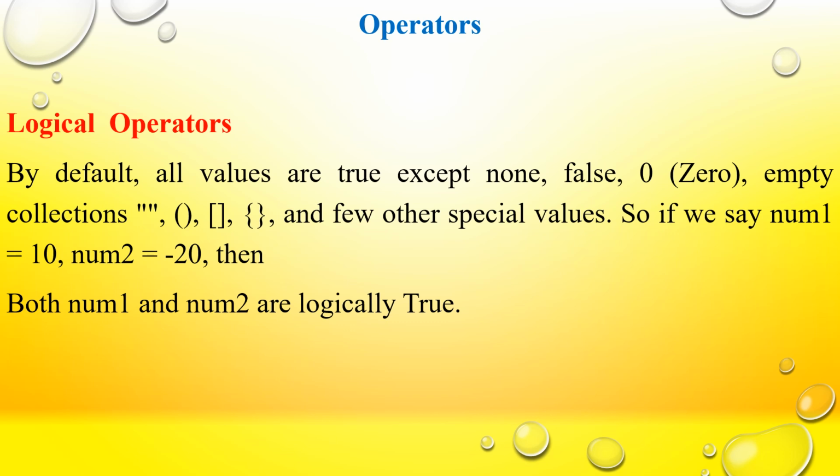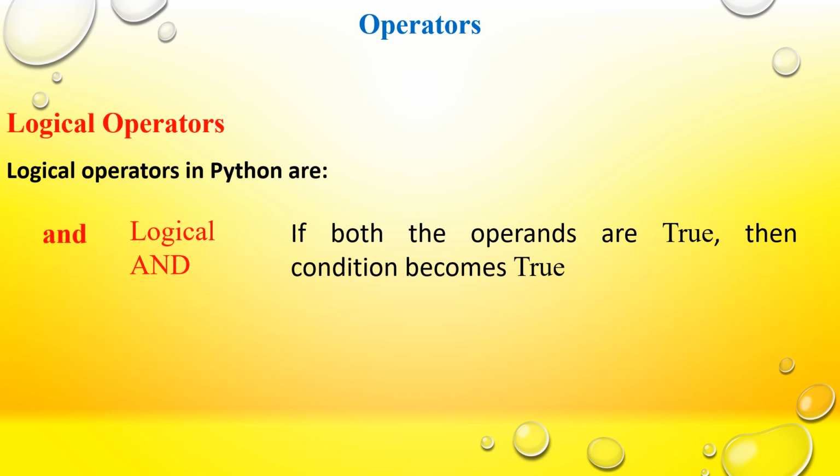For example, if we say num1 is equal to 10 and num2 is equal to minus 20, then both num1 as well as num2 are logically true. If you write num2 is equal to 0, then it will be a false value. Otherwise, if you write num1 is equal to False, then it will be false. Or empty collections, small parentheses, square brackets, curly brackets, etc., will be considered as false.